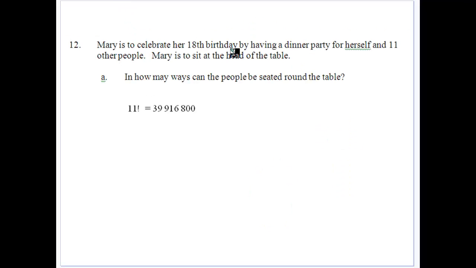This time Mary's to celebrate her 18th birthday by having a dinner party for herself and 11 other people. Now if Mary's to sit at the head of the table, then the other people can be arranged 11 factorial ways. So again, it's already starting to put that element in of an order, because Mary's to sit at the head of the table. So Mary can be sitting there, everybody else has to be around the table in 11 factorial ways.